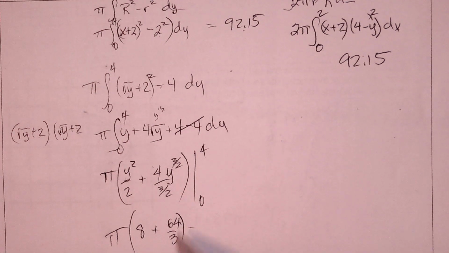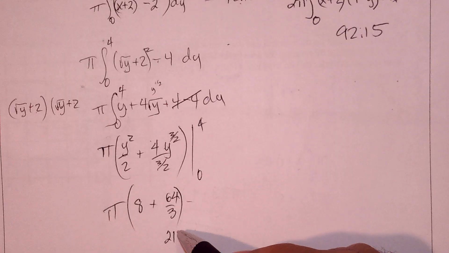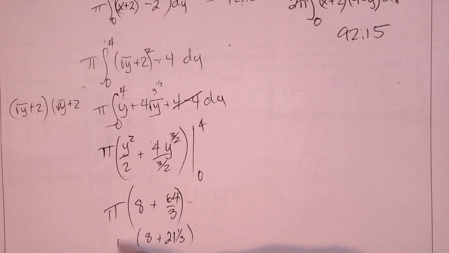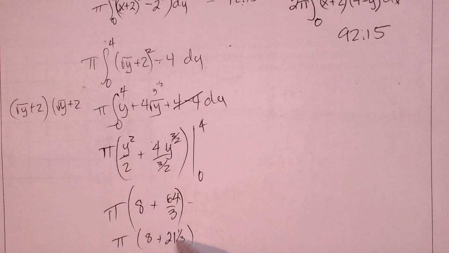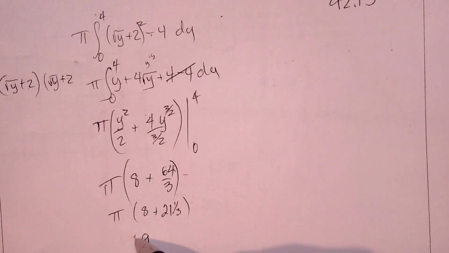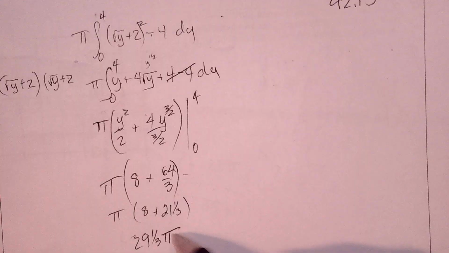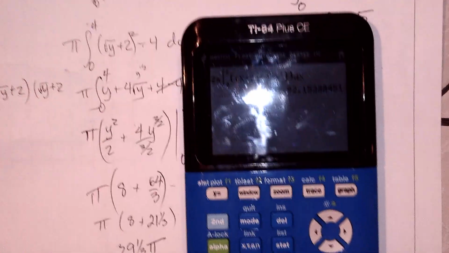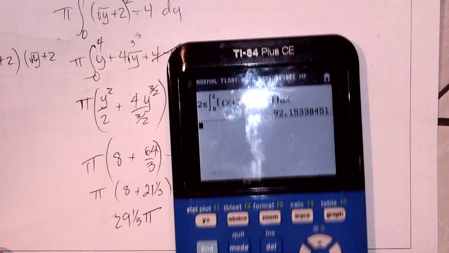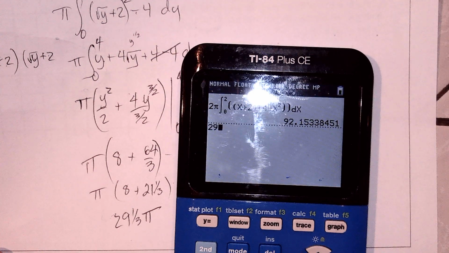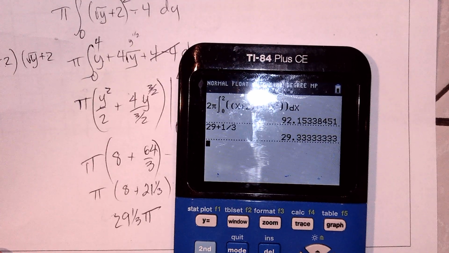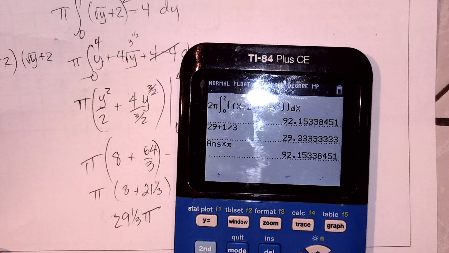So 3 goes in there, 21 and 1/3 plus 8 times pi. So 29 and 1/3 pi. Hopefully that is 92.15. 29 plus 1 divided by 3 times pi. And that's the number we had.